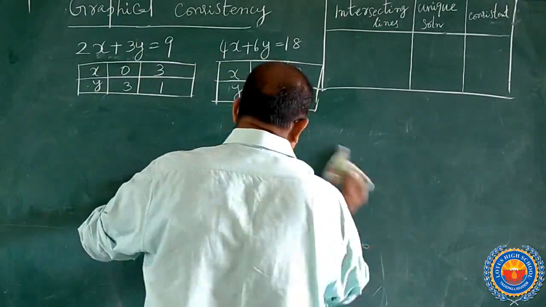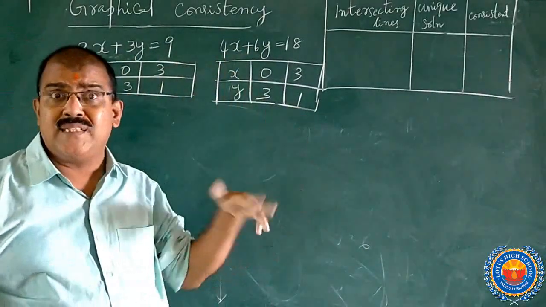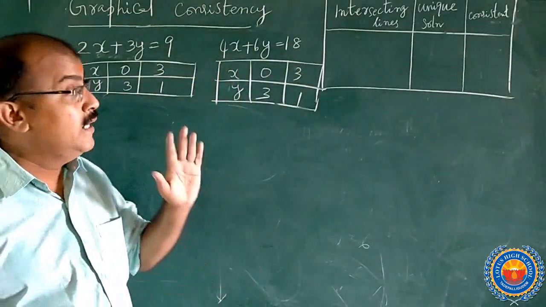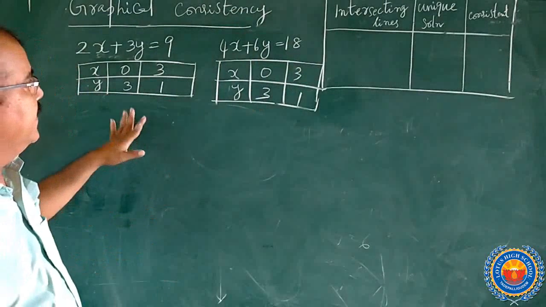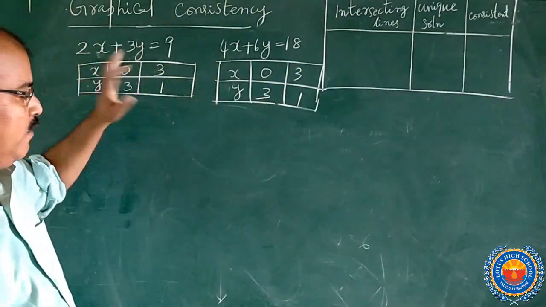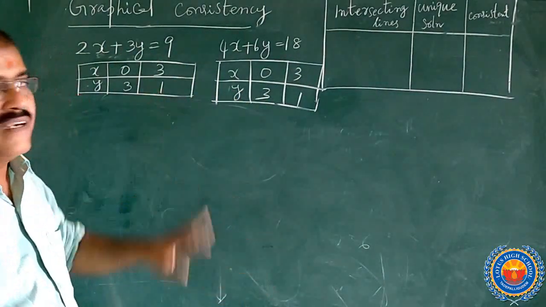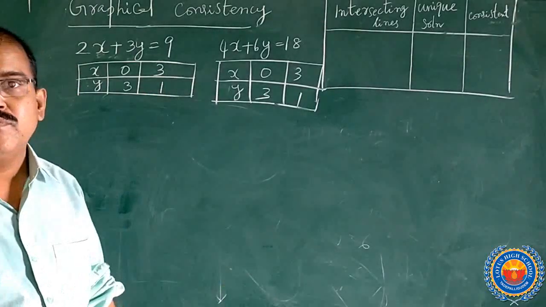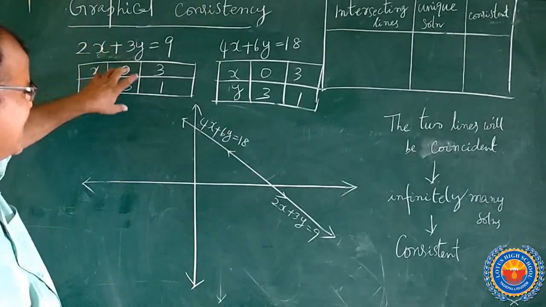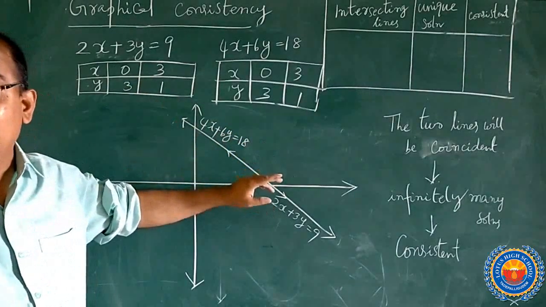If you want, you can take different values. Here I have taken 0, 3, and here also I have taken 0, 3. Every student can take minus 1 and minus 3 also, no problem. Here, in this case, again take one Cartesian plane on graph paper, draw the x-axis and y-axis, and draw these two equations. Take these coordinates 0, 3 and 3, 1 and plot the points on a single graph paper.